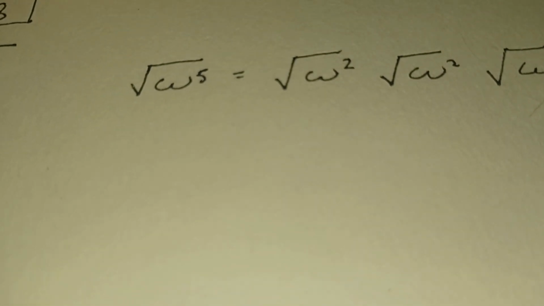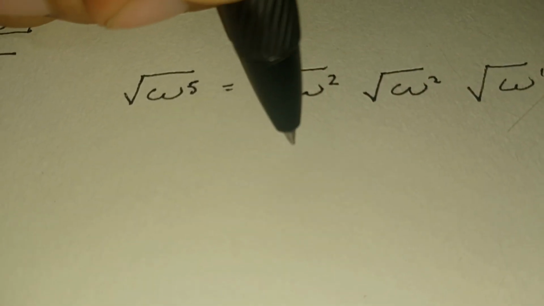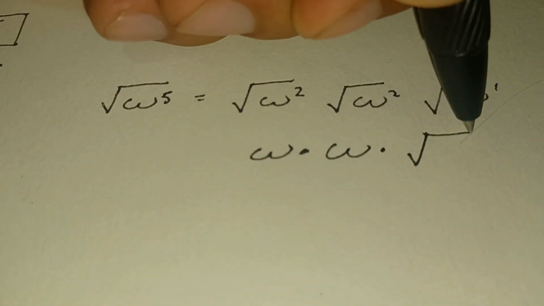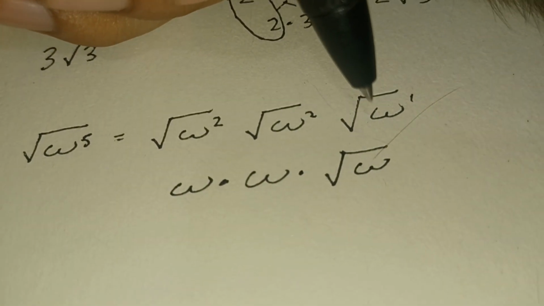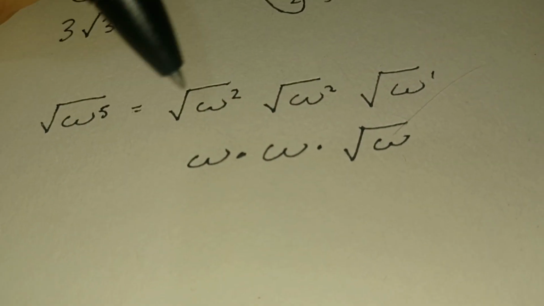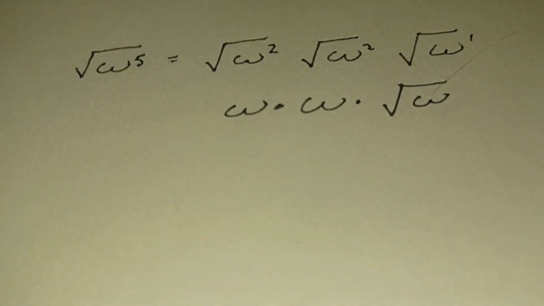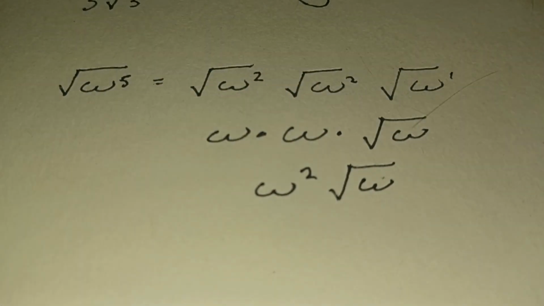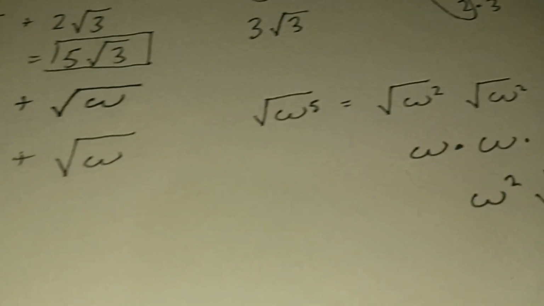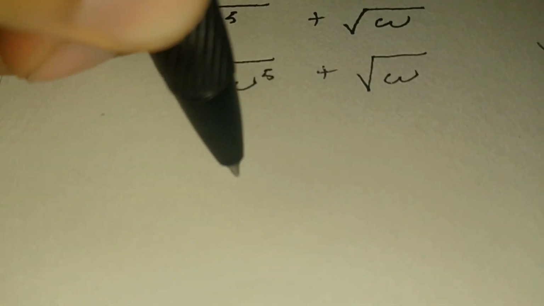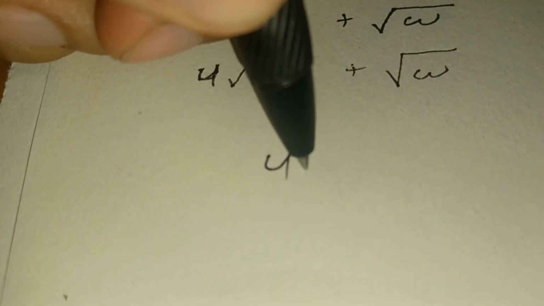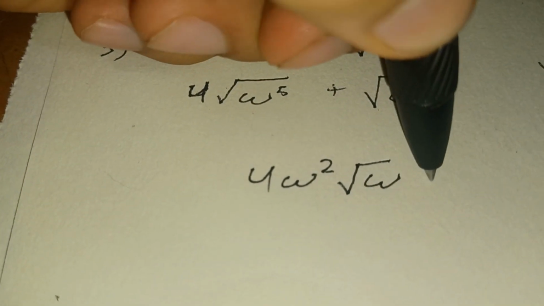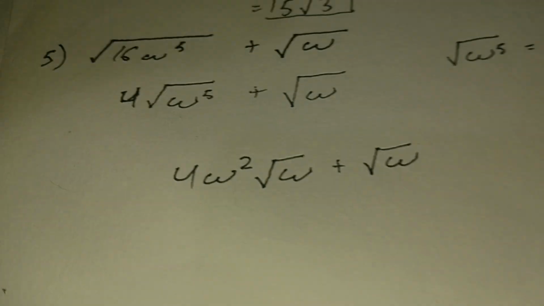And basically we take the square root. The square root of w squared is going to equal w. The square root of w to the 4th is going to equal w squared times the square root of w, because we can't really take the square root of w. It's not a perfect square. These are, but this is not. So now we have 4 times w squared times the square root of w plus the square root of w.